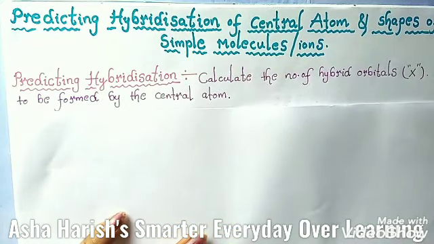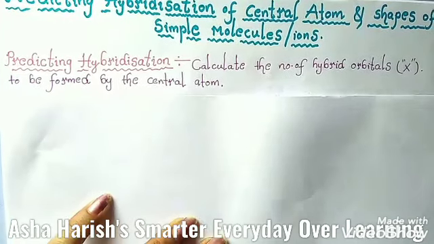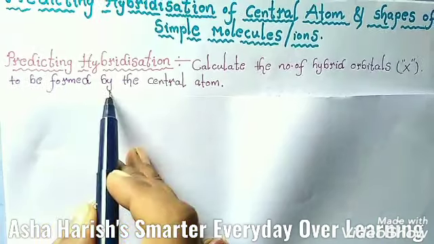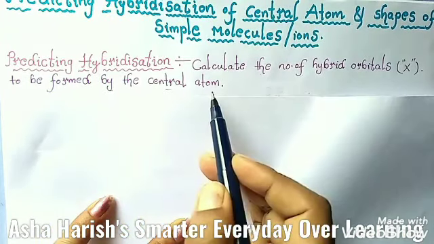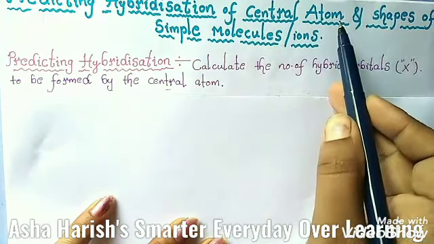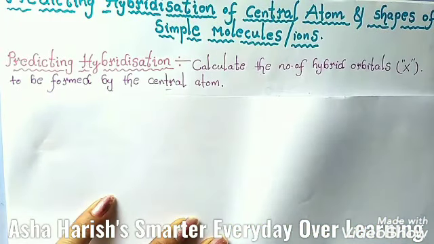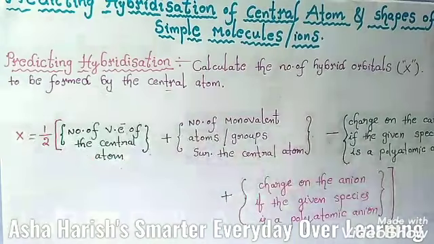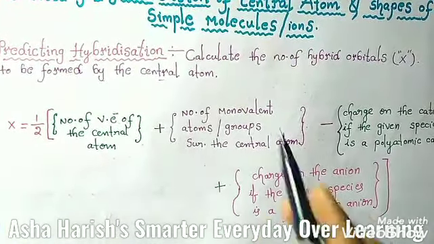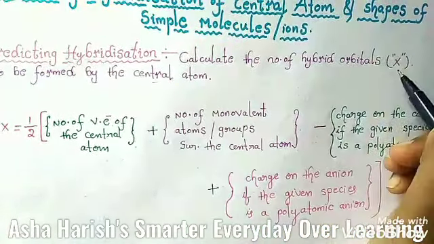First of all, you have to know how we predict the hybridization by calculating the number of hybrid orbitals to be formed by the central atom. If you find this, after that you can find the hybridization of the central atom and shapes of the simple molecule also easily. Let's do this. Dear students, for predicting the hybridization, calculate the number of hybrid orbitals, that we can say x.